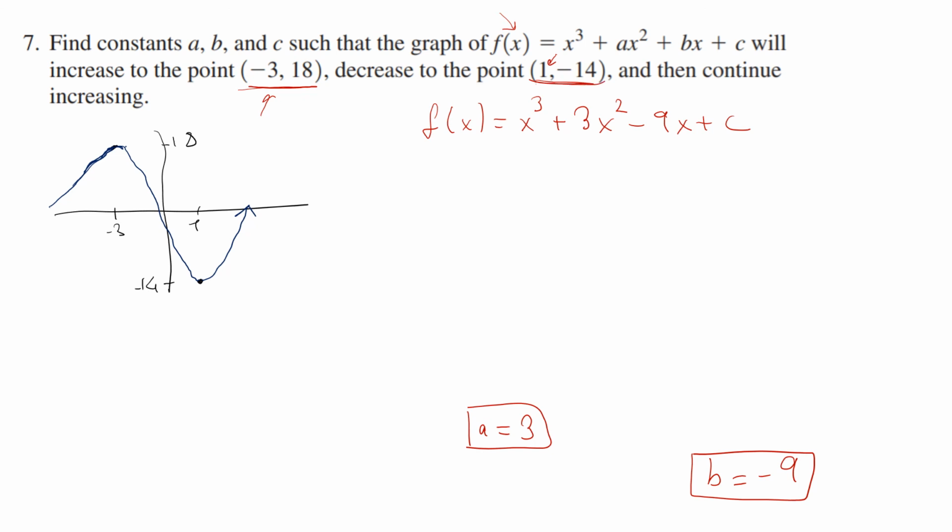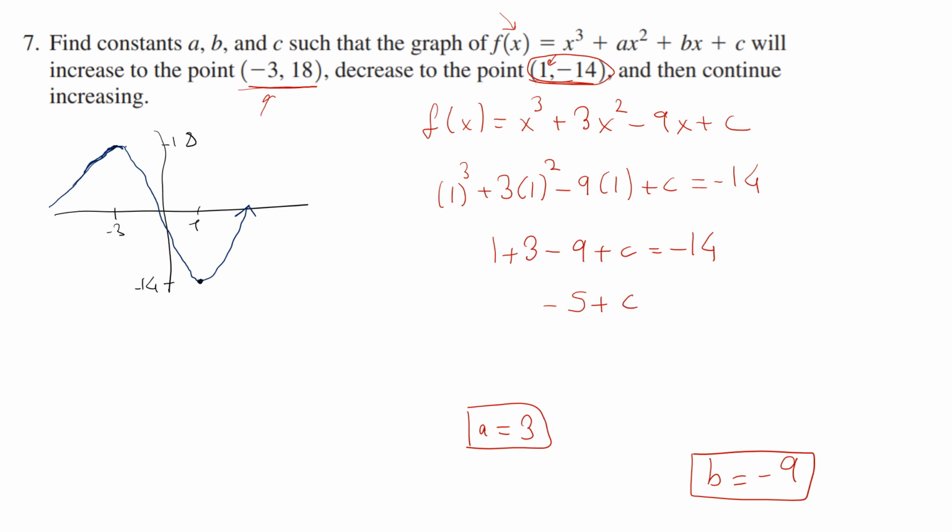So I'm just going to choose this to plug into my function and set it equal to -4, which is the y value. So when I plug in 1, I get 1 plus 3 minus 9, which will just give me -5, and then plus c equaling -4. I'm going to send that -5 to the other side as positive, so that would just give me c equals 1. So I found all of my values as an answer.